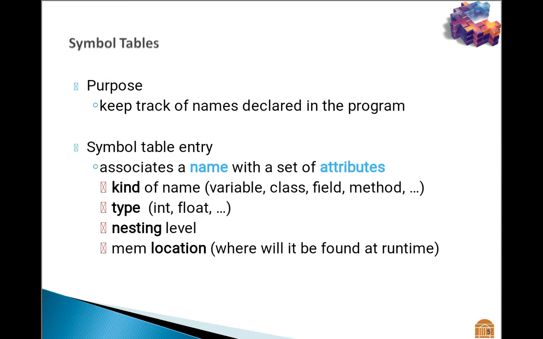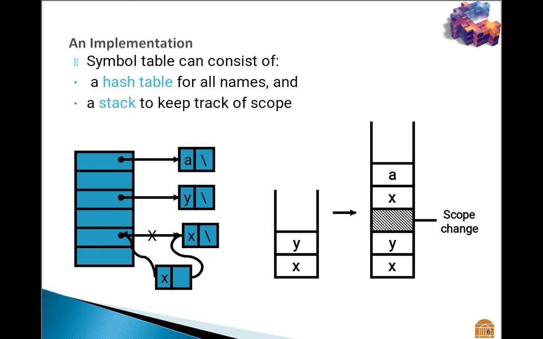Symbol tables. So now the basic purpose of symbol tables is to keep track of names declared in the program. The symbol table entries associate a name with a set of attributes. These are basically the kind of names, the types, nesting level, and the memory location inside the main memory. And the implementation of a symbol table can consist of a hash table, which holds all the names, and also a stack to keep track of all the scopes. A hash table is basically allocating data into a certain table based on the key values, and whenever the locations are clashing, we have to use linear probing to make sure that the data isn't clashing.